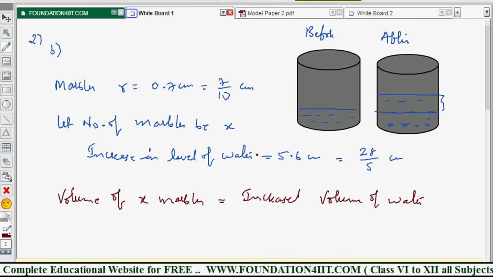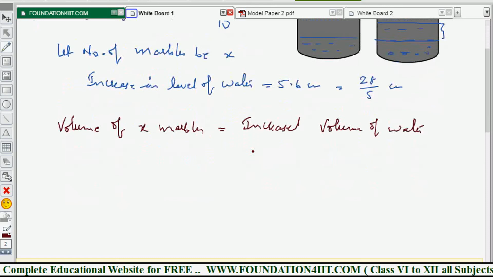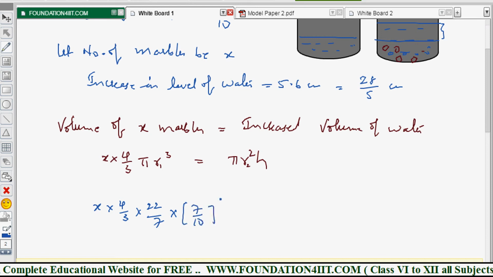So 4 by 3 pi r cube is the volume of the sphere, since the marbles are in spherical shape. That is x into 4 by 3 pi r cube. The radius is different, and the volume of the cylindrical shape is pi r square h. So take r1 and r2, then substitute the values. So x into 4 by 3, 22 by 7, and the r value is 7 by 10 whole cube, and the pi value is 22 by 7.